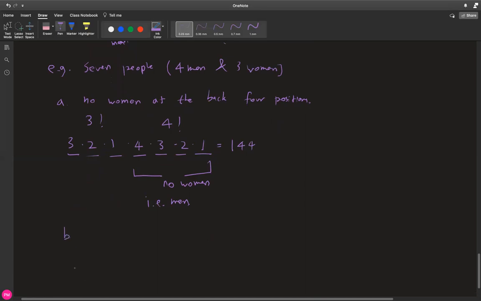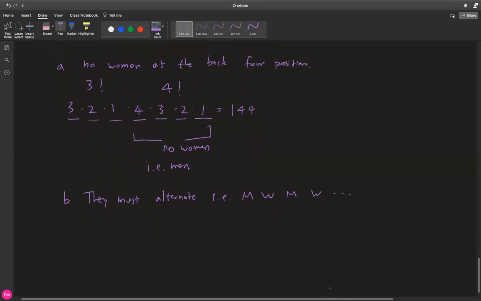Let's say for the second scenario, they must alternate. In other words, men, women, men, women, like this. So let's actually draw this again.